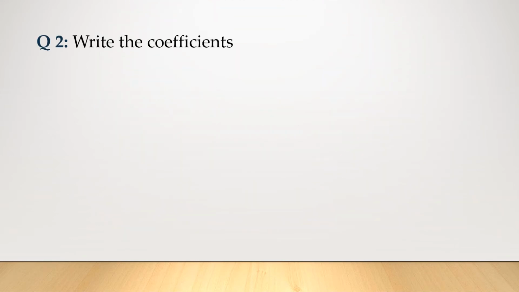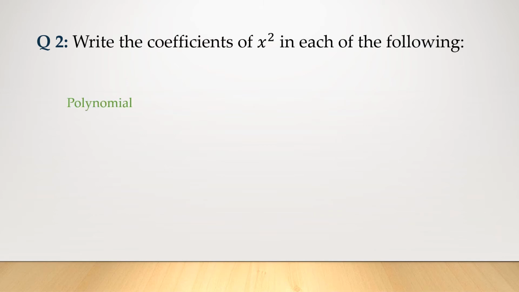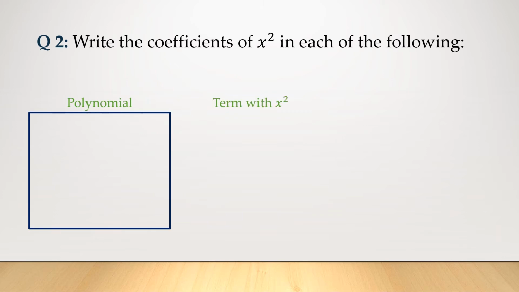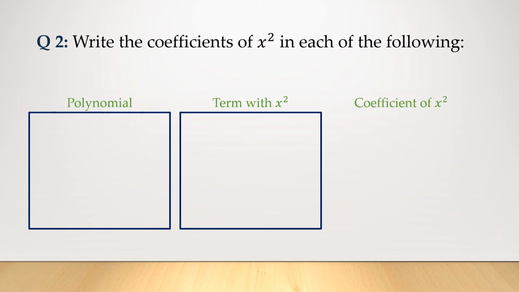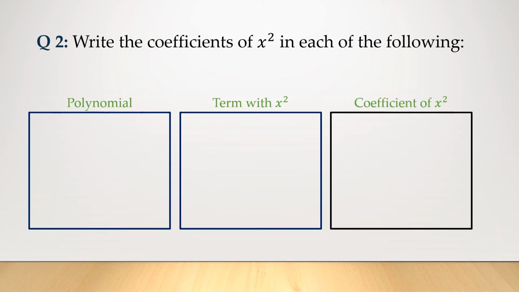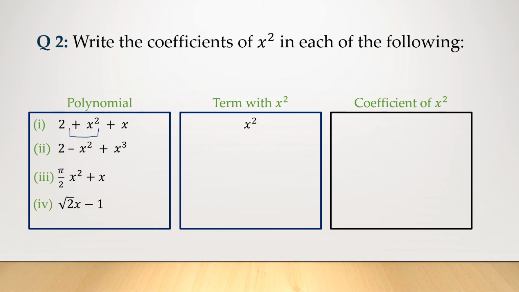Now let's move to question number second: write the coefficients of x square in each of the following. Right. So polynomial is given and we will first see which of these have term with x square, then we will write the coefficient of x square, right? So this is the first part, second part, third and the fourth part. Now see in first part which term is with x square. So this is the term with x square. Now this is the term we have written. What is its coefficient? Nothing is written, it means it is 1.